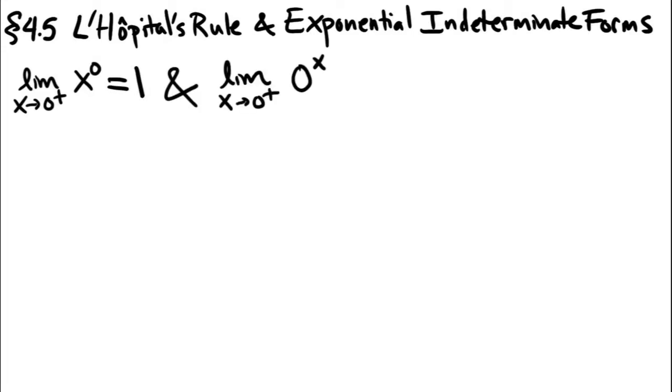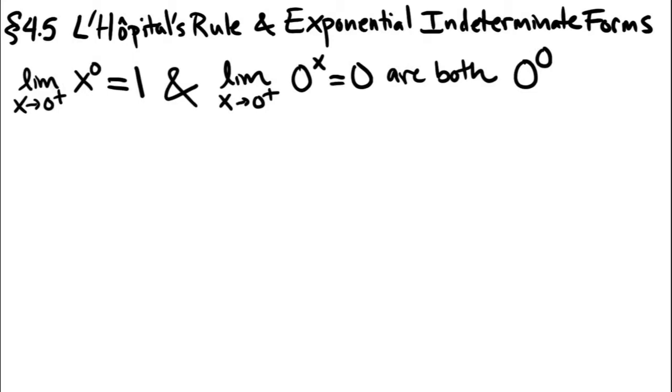What about 0 to the x as x goes to 0 from the right? So 0 raised to a small positive number. Well, 0 raised to anything positive is still 0, so this limit equals 0. Both of these limits are of the form 0 to the 0, which shows that 0 to the 0 is indeed indeterminate.